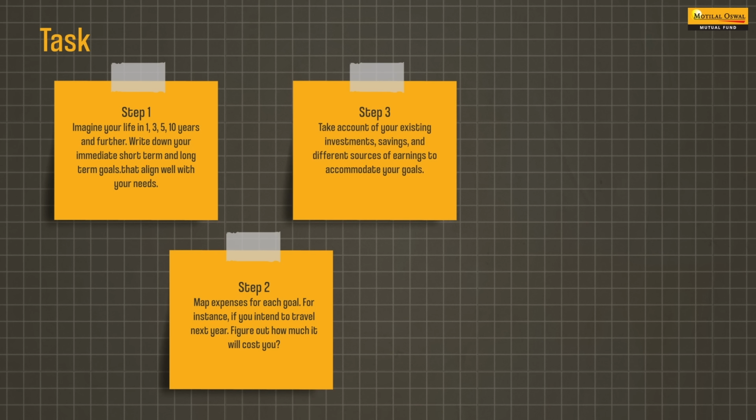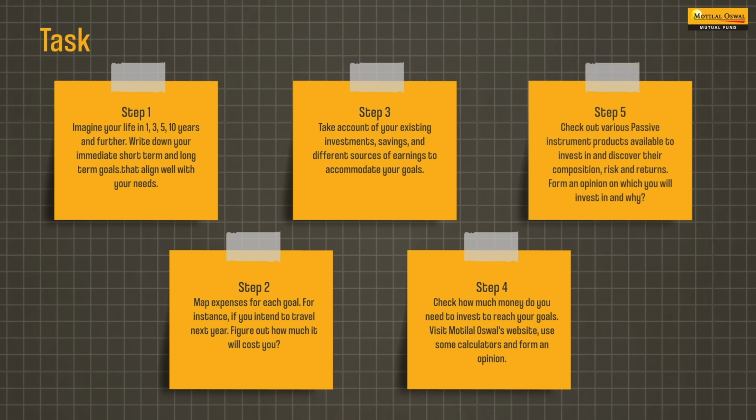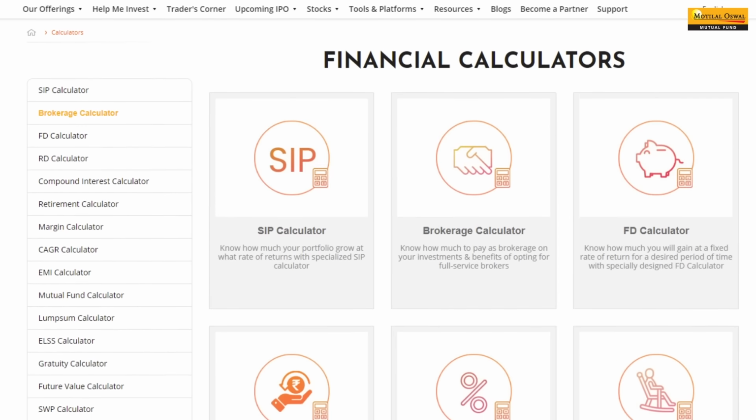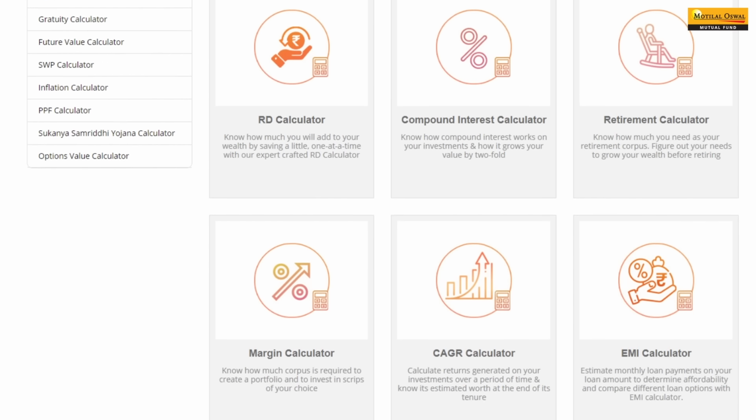Once you have a clear understanding of your short term, your long term, and all the other goals and milestones that you have in your life, I would like you to research some investment options that align well with your needs. While we are doing this show, I would also recommend you to go on the Motilal Oswal website and check out some calculators that will help you accurately map your goals as well as your earnings.